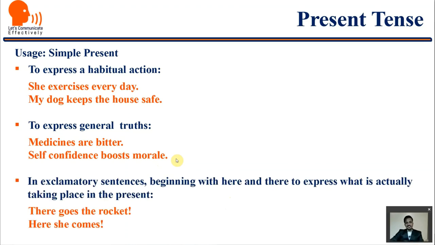In exclamatory sentences beginning with here and there, to express what is actually taking place in the present, simple present is used. Like, there goes the rocket. Here she comes.